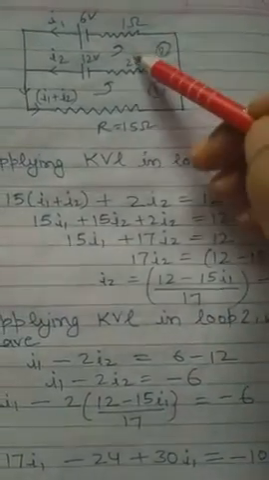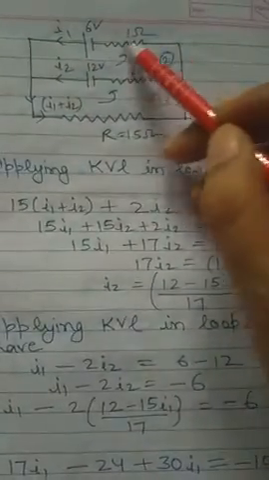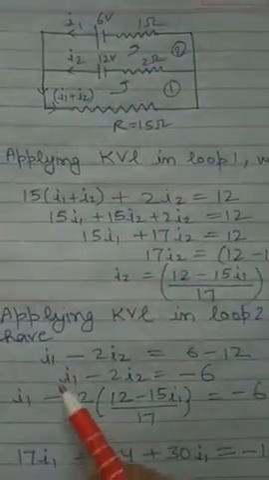Clear? Now we'll apply KVL for this loop too. In this case, this will become 1 times I1, because the 1 ohm and I1 are in the same direction, so I1.